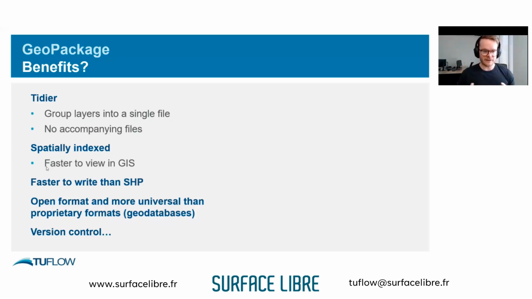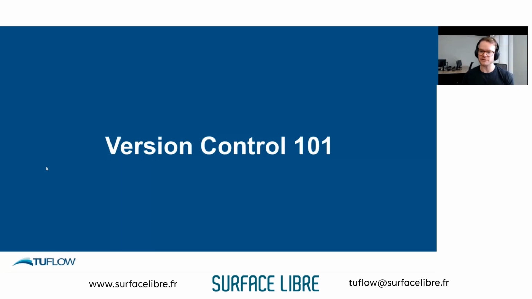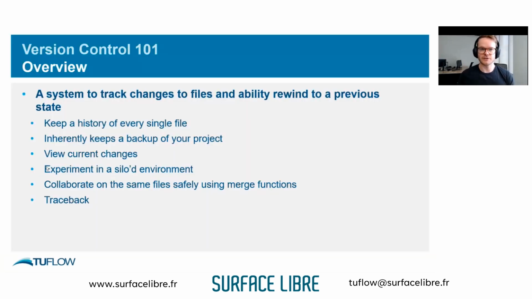Right. And then finally, the other final benefit is the version control aspect, which leads me into talking about version control. So what is it? I'm just going to read the definition which I found online, probably from Wikipedia or something. It's a system to track changes to files and the ability to rewind to a previous state. So what that means is you should be keeping a history of every single file. And I would guess that most people are actually doing this step, but manually.